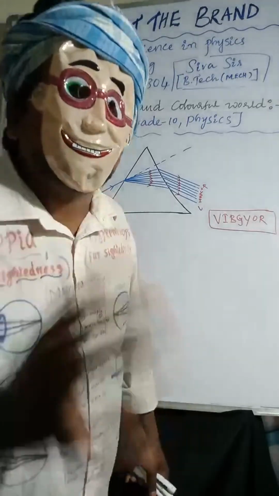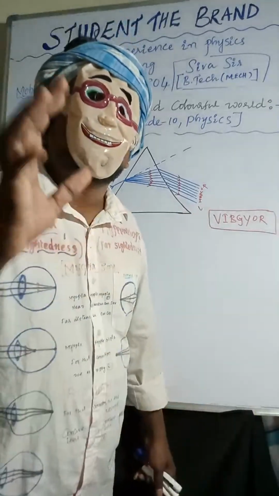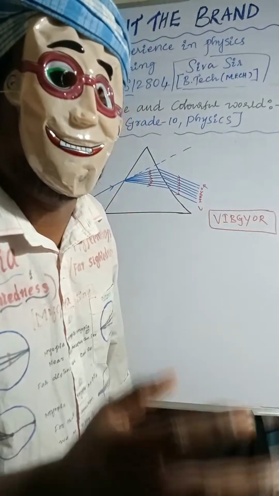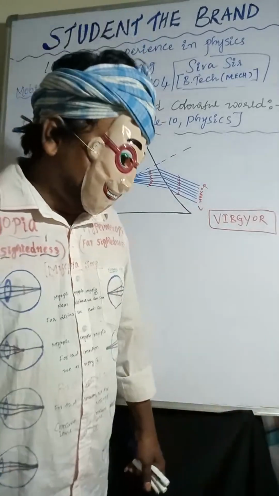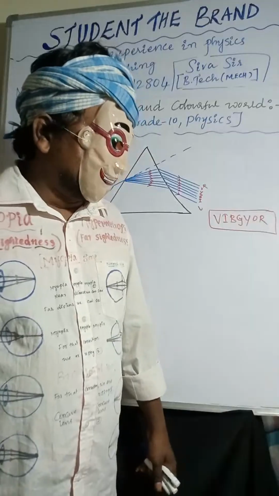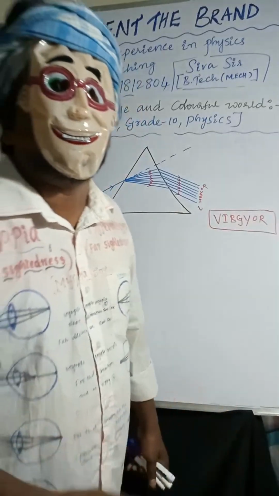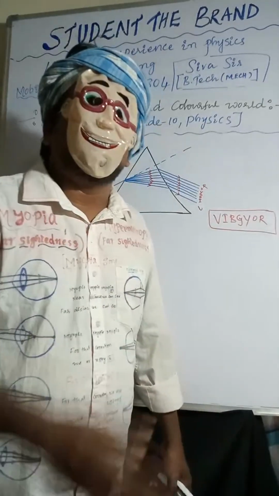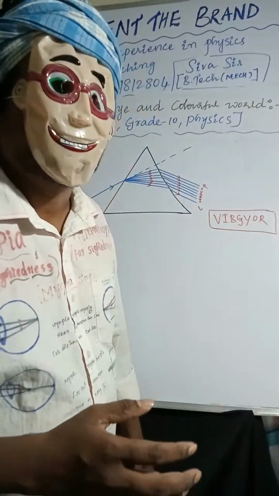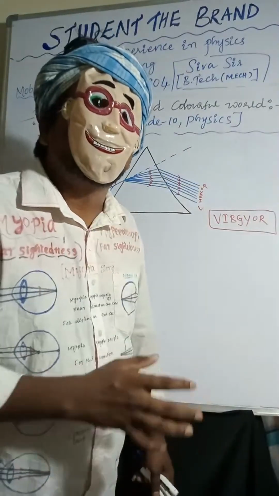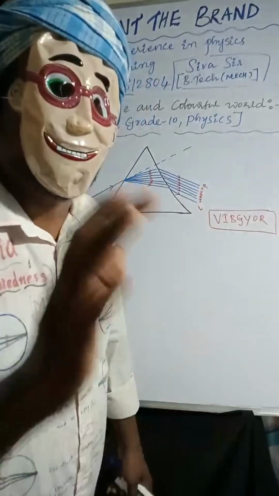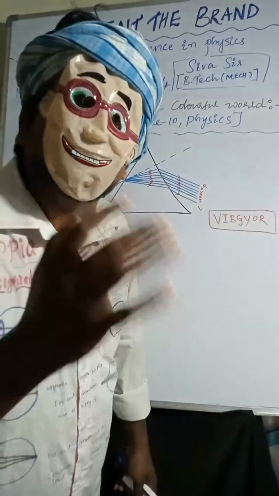The band of colors that forms on the screen is called a spectrum. The splitting of white light into 7 colors is known as dispersion, and that band of colors is known as the spectrum.